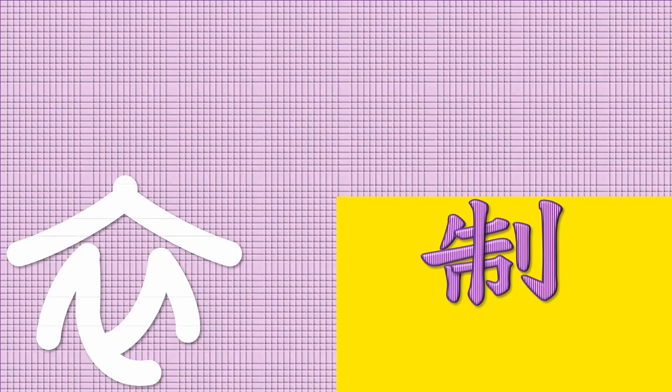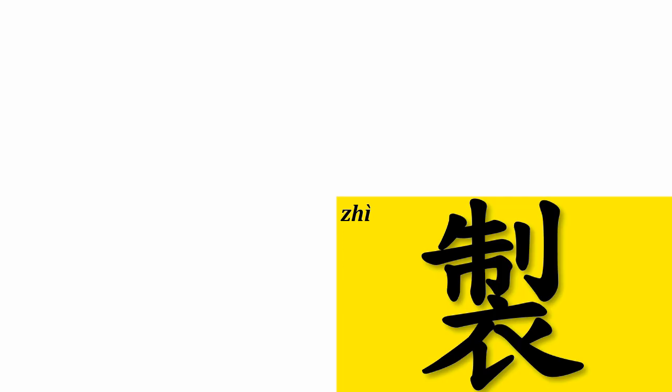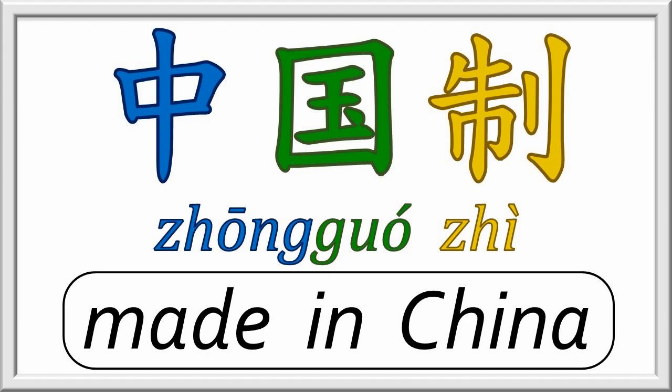By positioning 制 above the clothing radical 衣, we obtain today's second character, also pronounced fourth tone 制, and defined as to produce, to manufacture, originally clothing, but now anything. Phrases with 制 include 制成 and 制成品 for finished products or manufactured goods. 中国制, made in China. Notice the two characters 国 and 制 are simplified as they would appear on Chinese products from the People's Republic of China. 制 removes the clothing radical altogether.